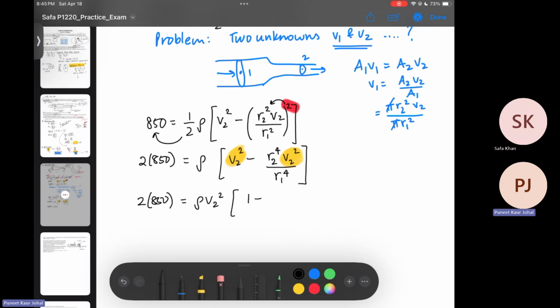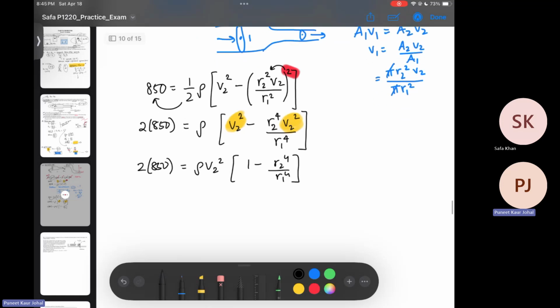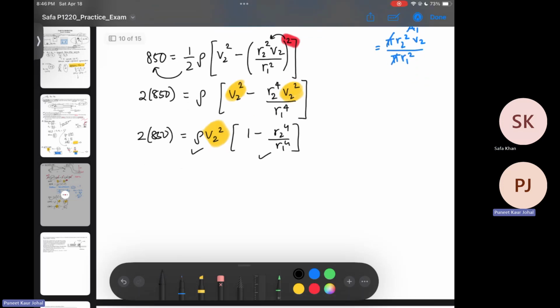So you'll have 1 minus r2 to the power of 4 and r1 to the power of 4. And then you can move, obviously, your goal is to find v2, right? So you have to move this term and this term to the other side. One way to do that is, I keep writing 850, they probably wrote delta p, yeah, that's right. And then you can divide by rho and this term on both sides.